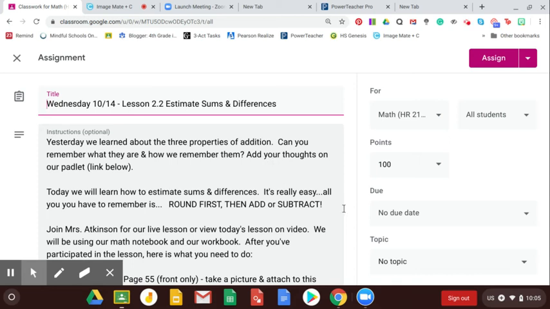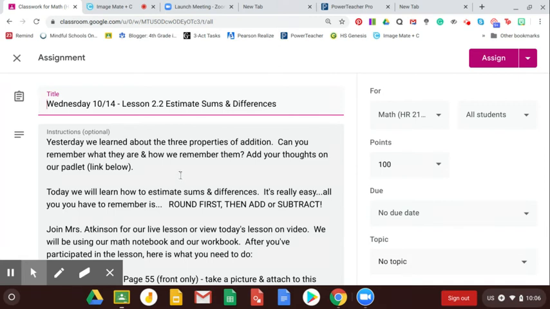Hi, boys and girls. Today is Wednesday, October 14th, and today we are going to be focusing on estimating sums and differences. So, all of our rounding rules are going to come back today to guide us through this lesson.